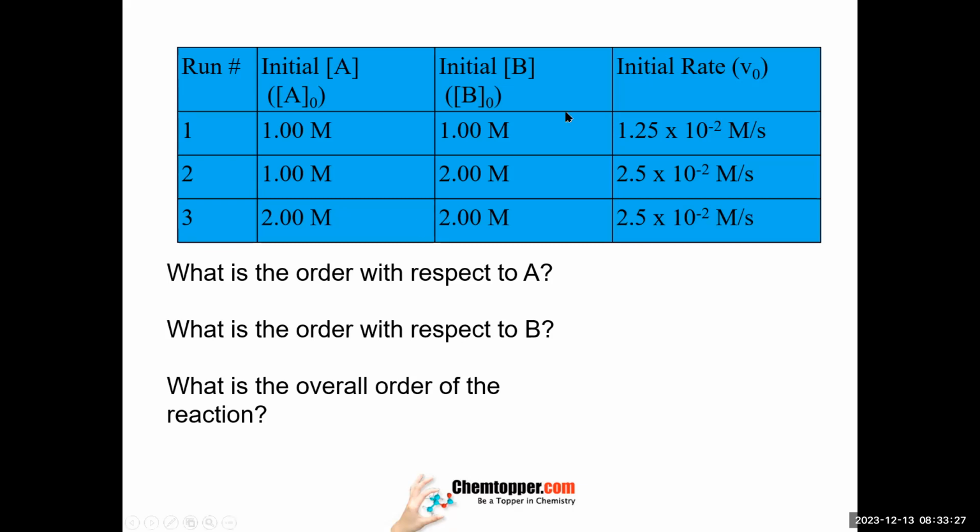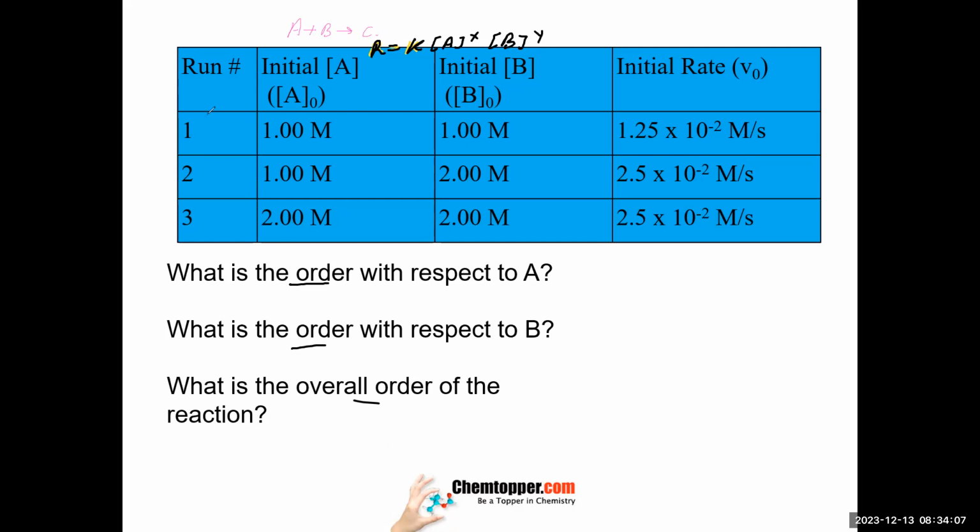The reaction is A and B are reacting to give you C. A plus B giving you C. So what's the rate law? Assume the rate law. The rate law will be rate equal to K times concentration of A raised to power X, concentration of B raised to power Y. Question is, what is X and Y? And what's the overall order?